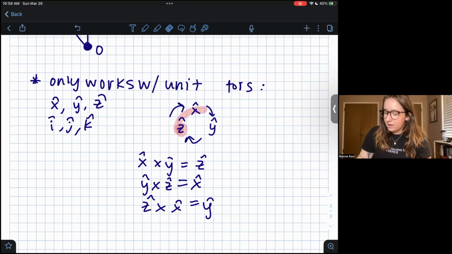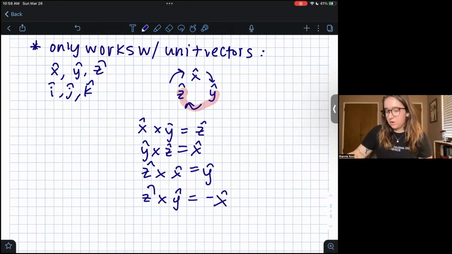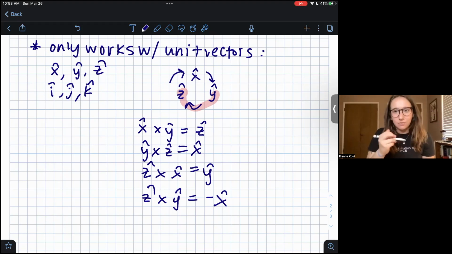And then if we're going the opposite direction, so if I want to know what z cross y is, it's still going to be x, but it's going to be negative x because we're going the opposite direction of what the arrows are. And we could keep doing that. y cross x is negative z. So it is dependent on what direction you're going and which vector is first.